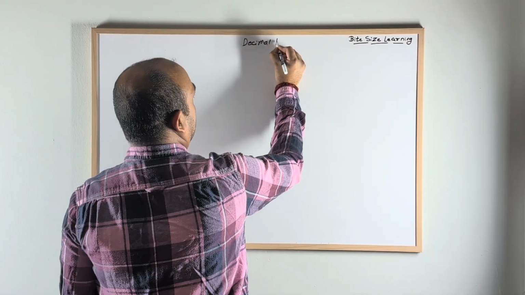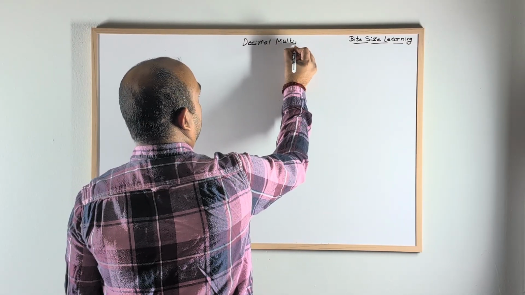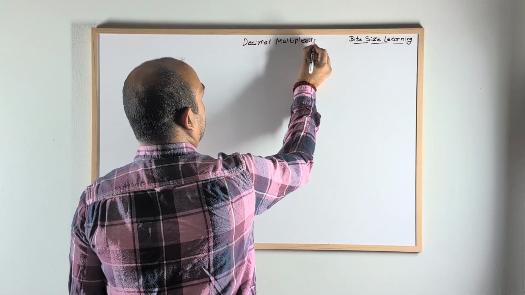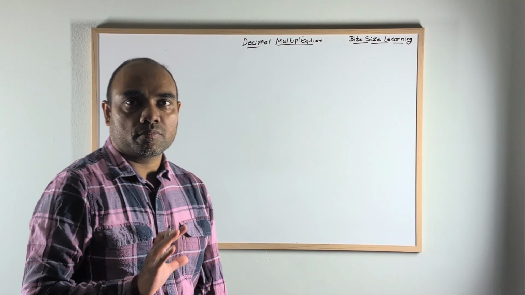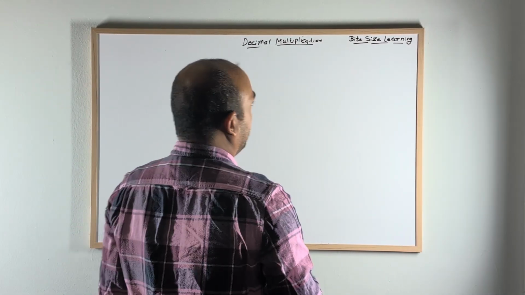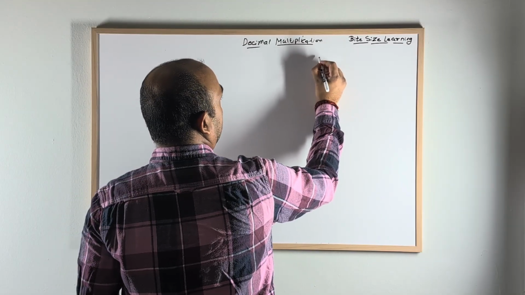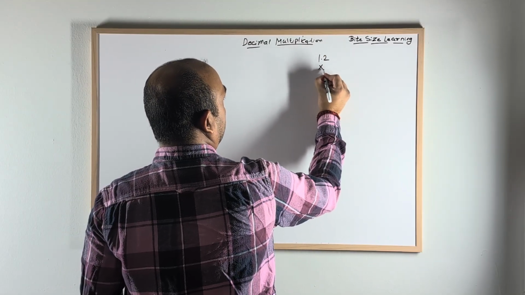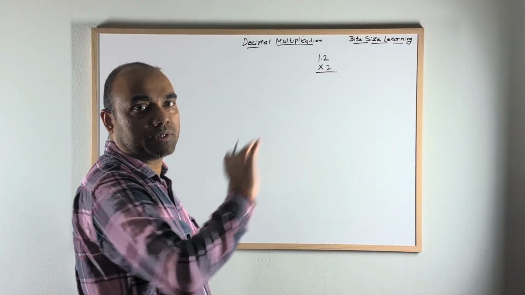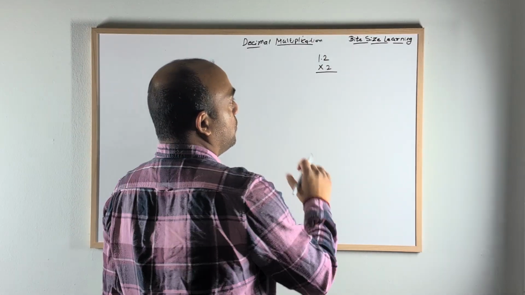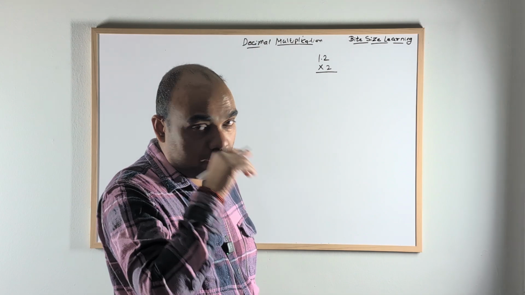Okay, so decimal multiplication, right? So how do you do a decimal multiplication? Let's say you have 1.2 times 2. I'm starting with the simplest one. So how do you do the decimal multiplication?